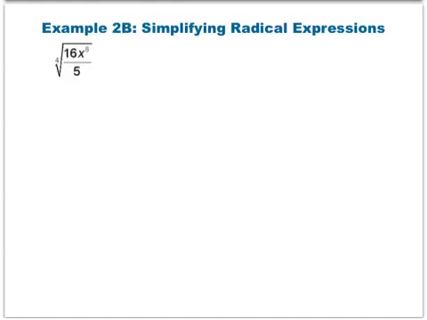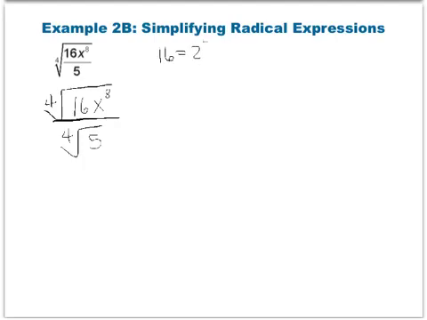Okay, here we have that quotient property, and we're going to have to rationalize. So I'm going to split it up into the 4th root of 16x to the 8th over the 4th root of 5. Now the 4th root of 16, 16 is the same as 2 to the 4th power. And x to the 8th is the same as x to the 4th times x to the 4th. So the numerator simplifies to 2x squared over the 4th root of 5.